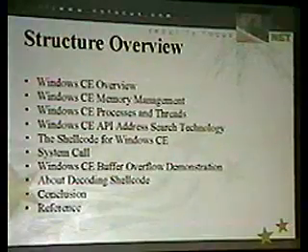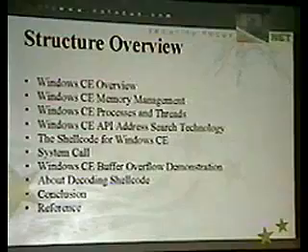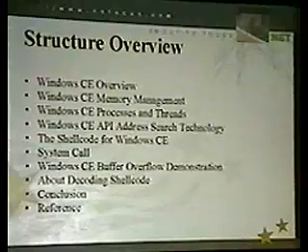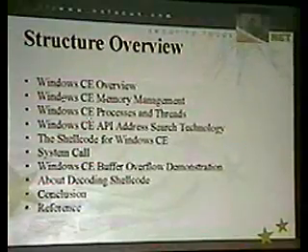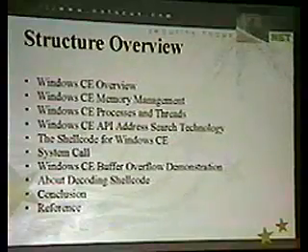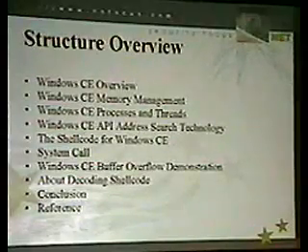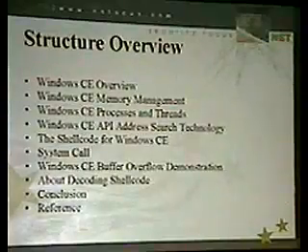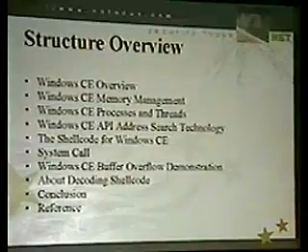Compared with other Windows systems, Windows CE treats processes in a different way. And then I'll introduce the features of processes and the threads of Windows CE. The Windows CE API address search technology is funny. I'll introduce how to write shell code using this method. And I will also introduce the implementation of a system call and use it to write shell code. After this, I'll demonstrate a simple buffer overflow.